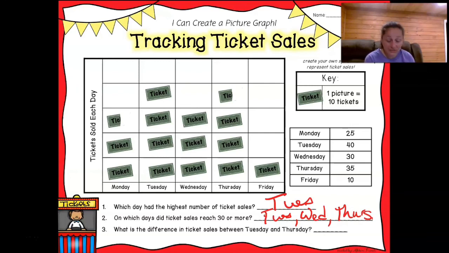Question number 3 says, what is the difference? Again, I'm going to subtract. What is the difference in ticket sales between Tuesday and Thursday? So I look at Tuesday, and I can see I've got 4 full tickets, and I look at Thursday, and I've got 3.5 tickets. So what's the difference between a half a ticket and a full ticket? 5. So I'm going to put 5 right there.